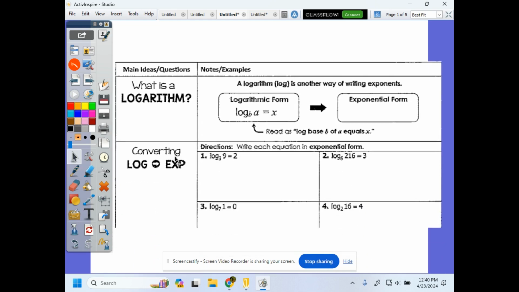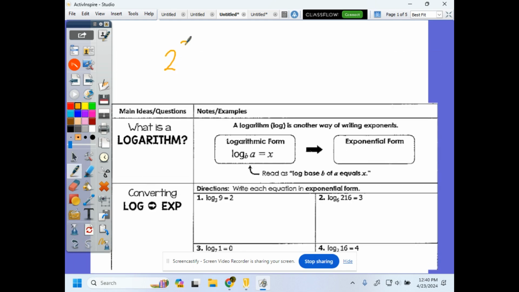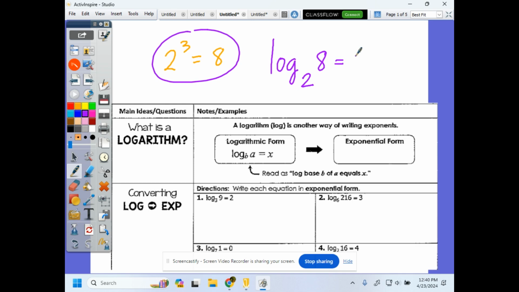What is logarithm? Logarithm, or we call it log, is another way of writing exponent. Meaning, if I have 2 to the third is equal to 8, because 2 times 2 times 2 is equal to 8, we can write it in log form. Log form is log of the base 2, the answer is 8. What would be the exponent? The answer is 3. So again, the meaning behind this is that if your base is 2 and the answer is 8, what could have been the exponent of the base 2? The answer is 3. That's the idea of logarithm.